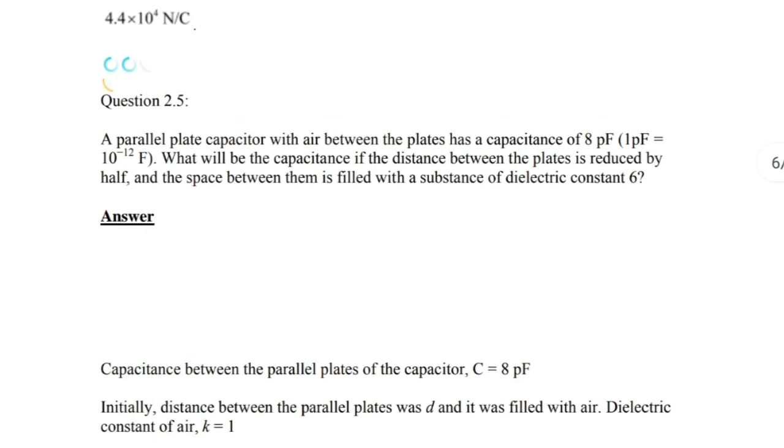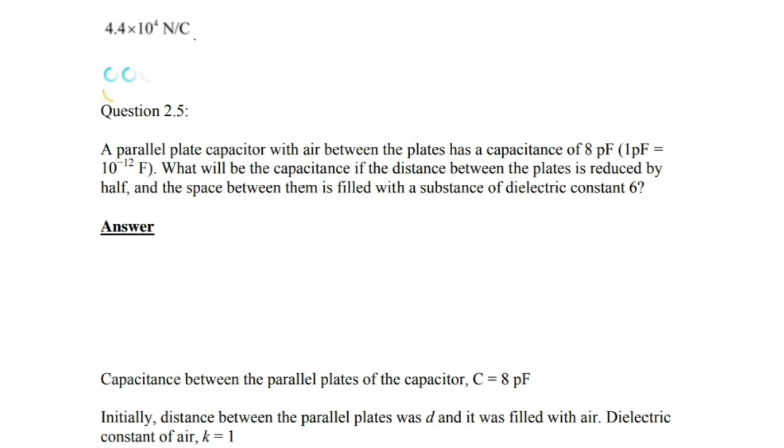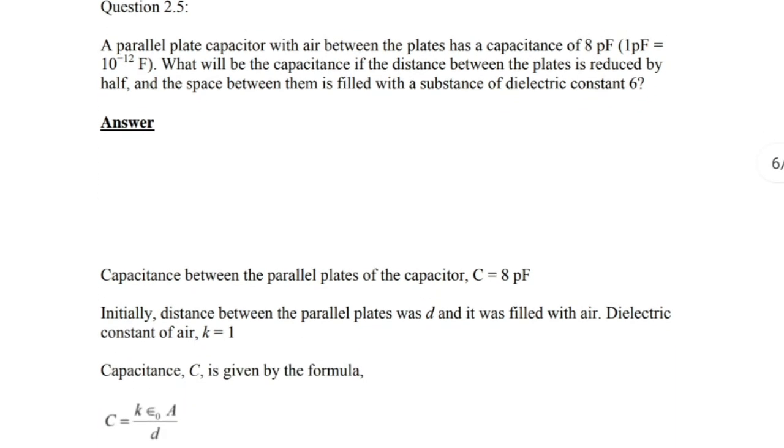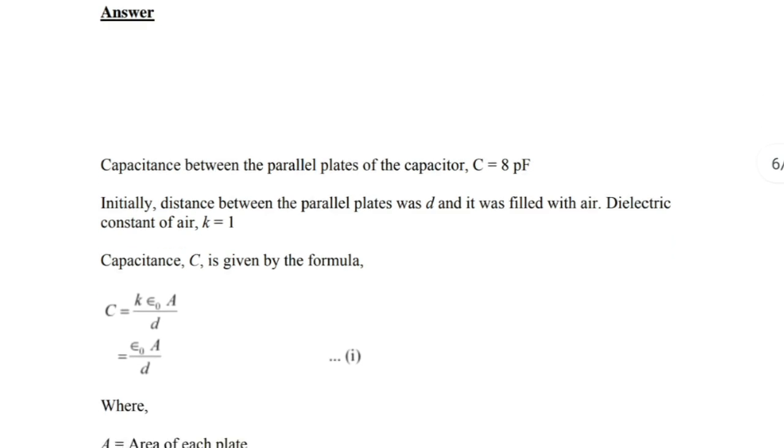Now coming to question 2.5. A parallel plate capacitor with air between the plates has a capacitance 8 picofarad. What will be the capacitance if the distance between the plates is reduced by half and the space between them is filled with a substance of dielectric constant 6? So first, with air, the capacitance is given as 8 picofarad, so C we took as 8 picofarad.